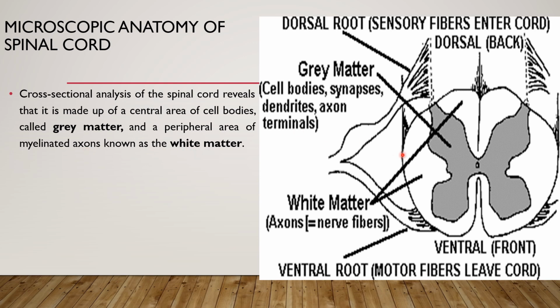In this image you can see the grey colored part, which has the shape of a butterfly. Please note that is grey matter, which consists of cell bodies, synapses, dendrites and axon terminals. Outside the butterfly shaped area of grey matter we can see the white matter, which consists of axons, that is nothing but nerve fibers.